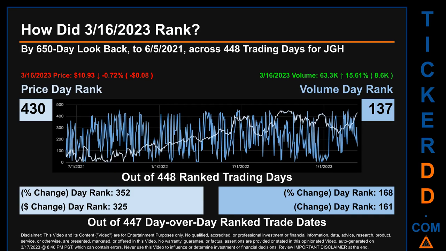The line graph overlays price and volume's daily ranking, as shown respectively in light versus dark blue, across those target days' trading days. In this view, essentially the dips are good whereas the spikes are bad. The price's day-over-day percentage change, dropping -0.72% on March 16, 2023, had a day rank of 352, while its dollar difference of -8 cents had a rank of 325 when compared day over day across 447 trading days. Volume's percentage change and difference were ranked respectively at 168 and 161.